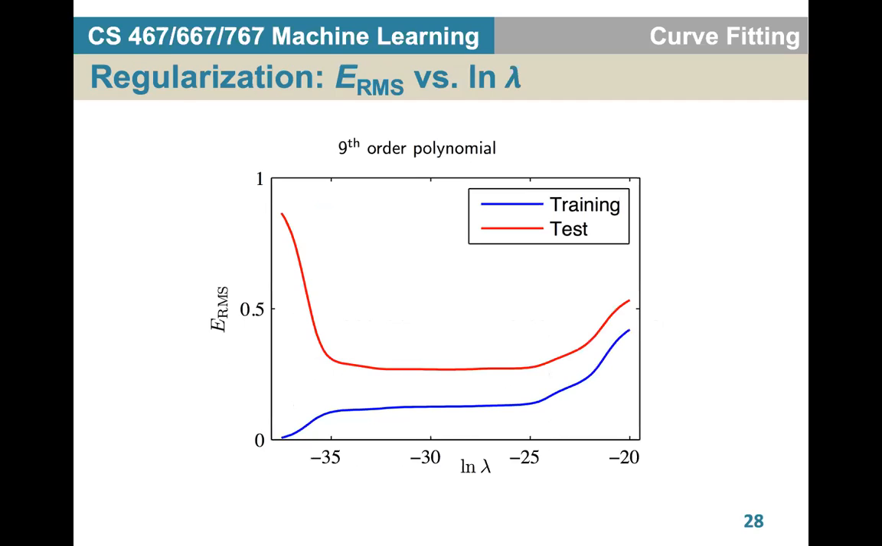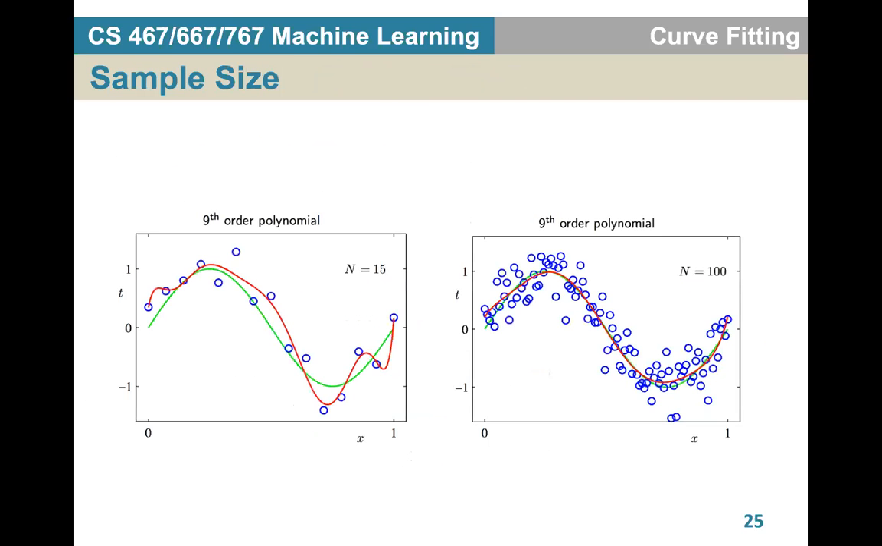So basically, we have several stages, right? The first stage is called underfitting, right? If you don't have enough data.